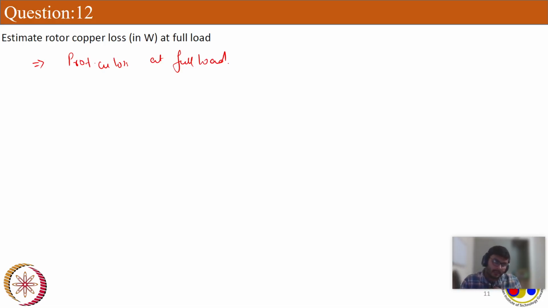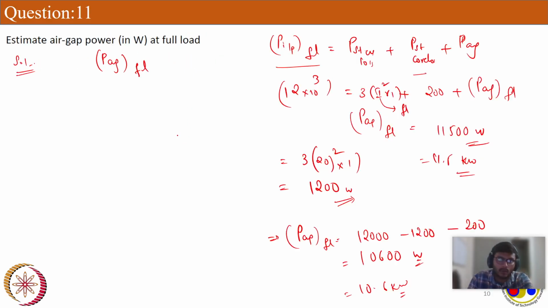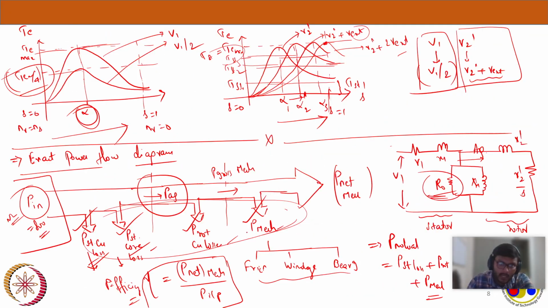Now if I have my net mechanical power at the output and also the air gap power, what are all the losses present in between? They are the rotor copper losses at full load and also the mechanical losses. With this equation I can get the rotor copper losses. Let's go back to our diagram: if you know the air gap power and the net mechanical power available at the output, you can get the rotor copper losses.